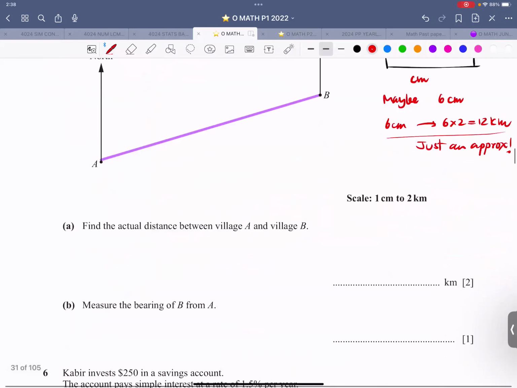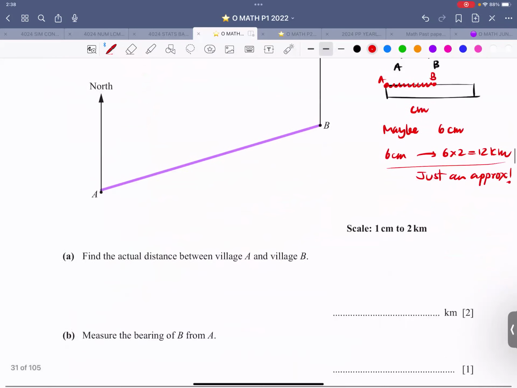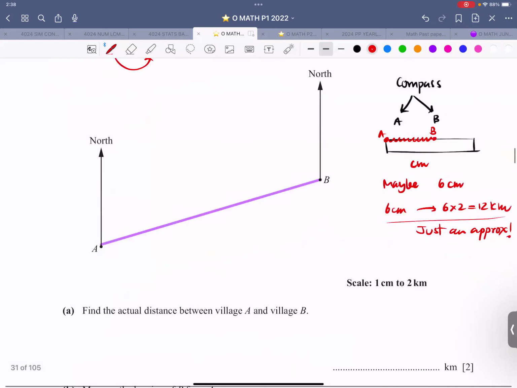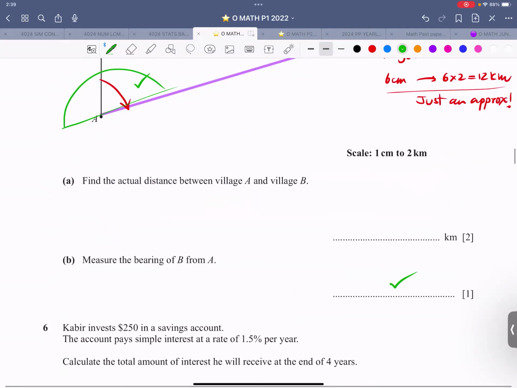Now it says measure the bearing of B from A. So B from A, that means I should measure this thing like this. This looks like an acute angle. I'll put a protractor over here, and I'll label this. I'll use this protractor, measure this, and read off the value. Whatever this angle is, that answer will be written over here.